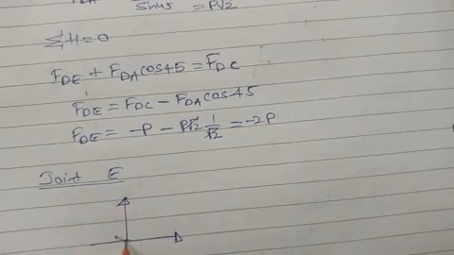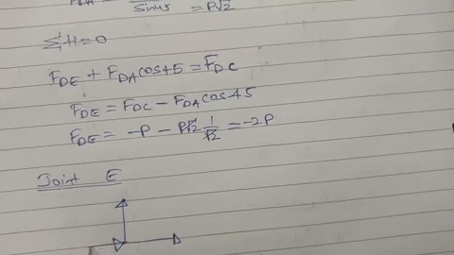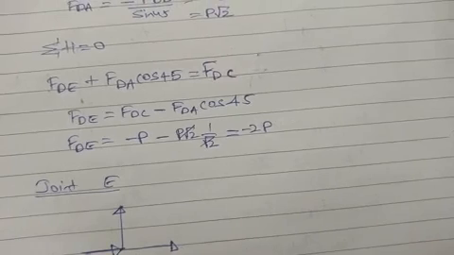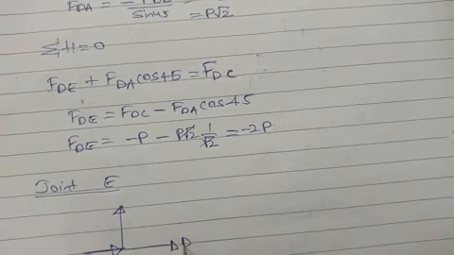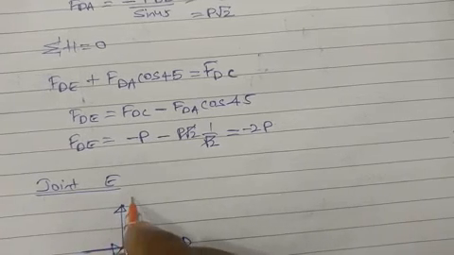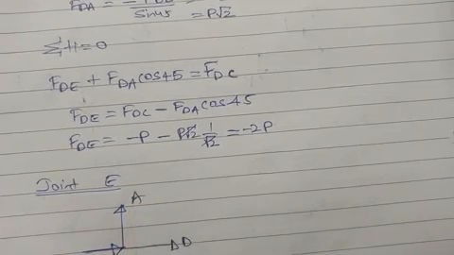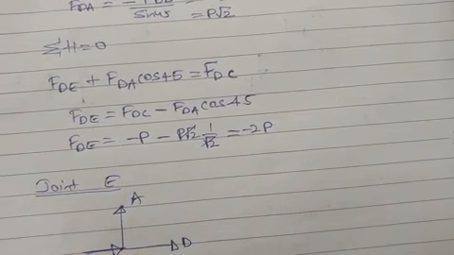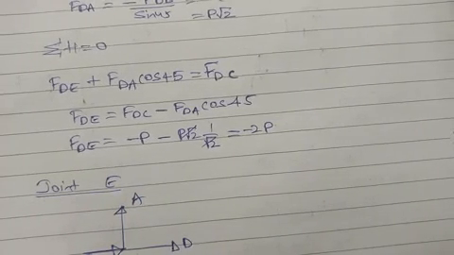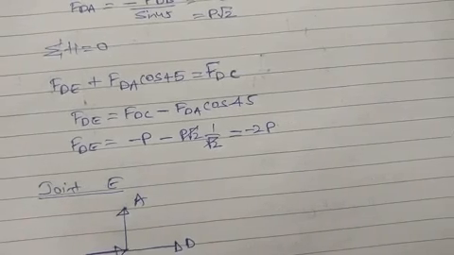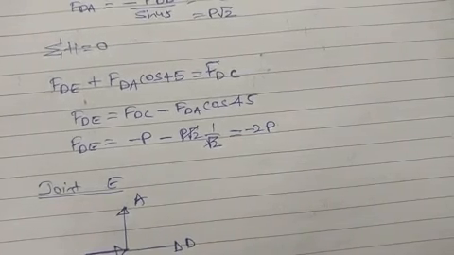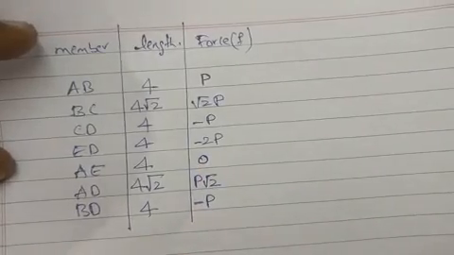This is right side. This is 2P, this is D, this is E, this is A. Now if we take sigma V is equal to 0, we have only F_EA is equal to 0. No other force, therefore it will be 0. F_AE or E is equal to 0. This is how we got all the forces.